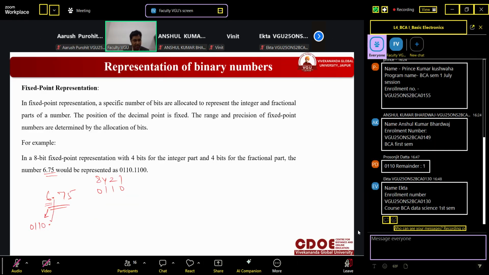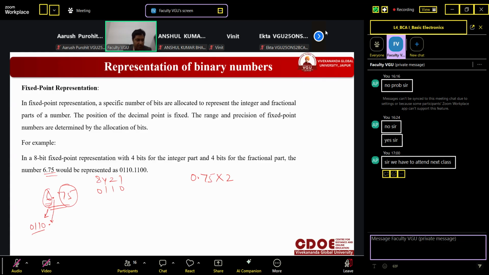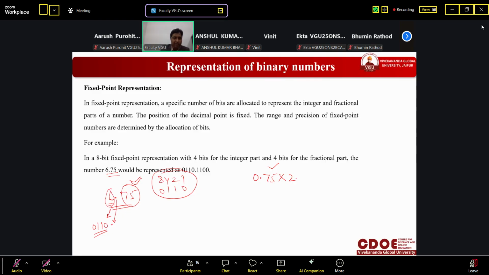The decimal part will be written as it is. But what do we do with this 0.75? This is the process that you have to understand. This 0.75 will be multiplied by 2. See carefully. The integer part was written in 4-bit binary using this, and we have to convert this 0.75 using this process. We multiply by 2, and the answer will be 1.50.